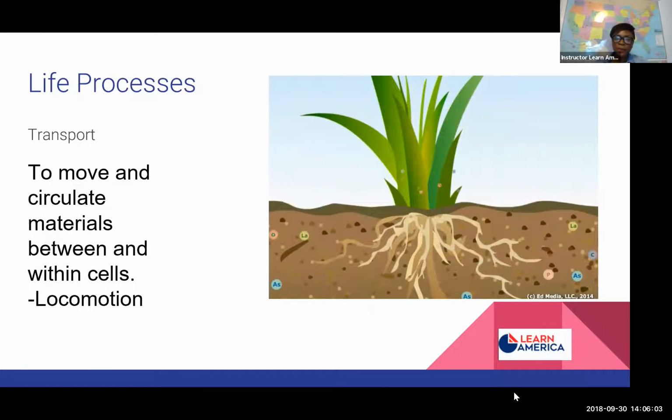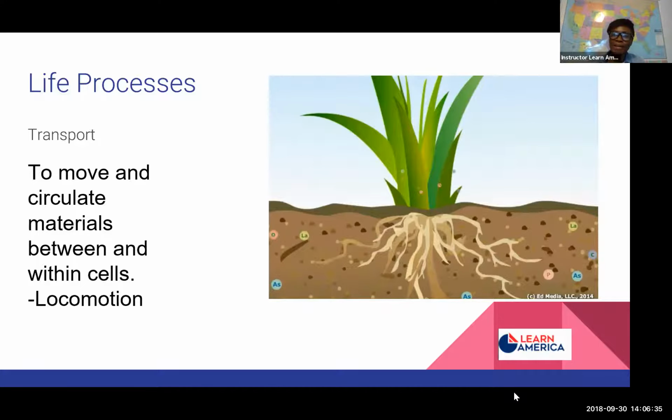And transport, whenever you think of transport, we're talking about key words to look for when we are referencing the different life processes. One of the key words to look for is material circulating through the organism, materials moving in and out of the organism. So circulation, transport is the movement or circulating of materials within and out of the cell throughout the body.